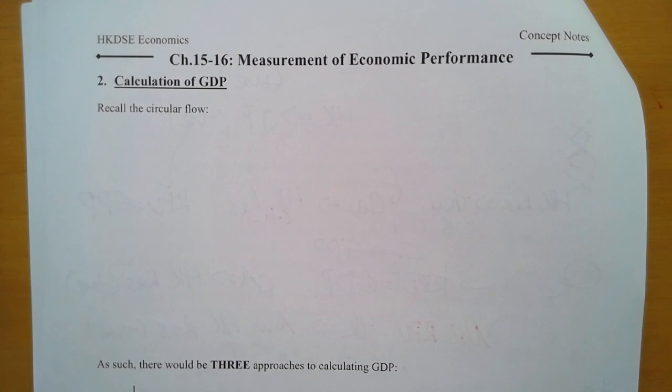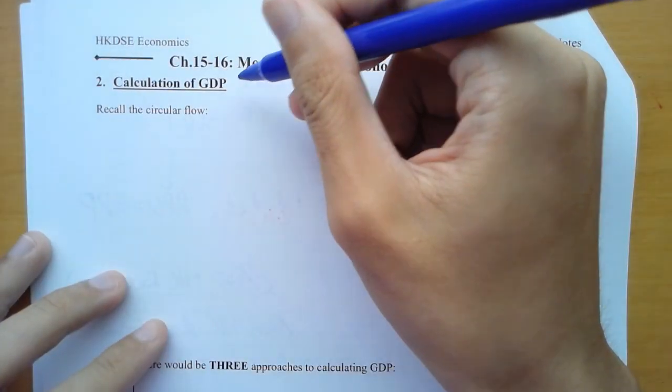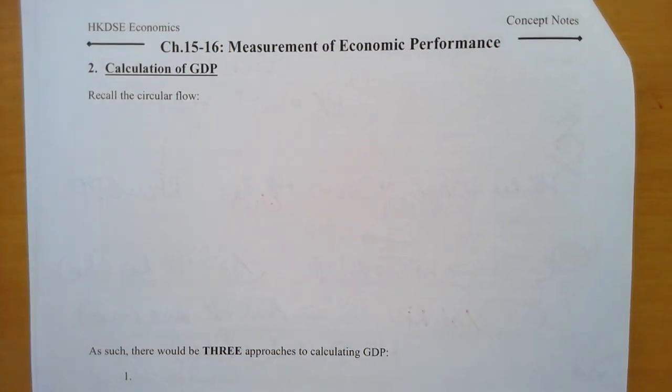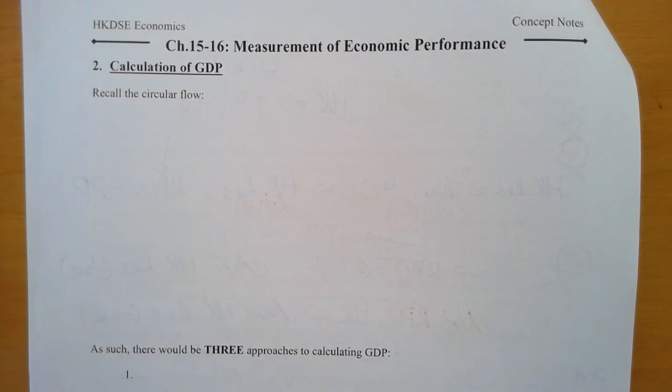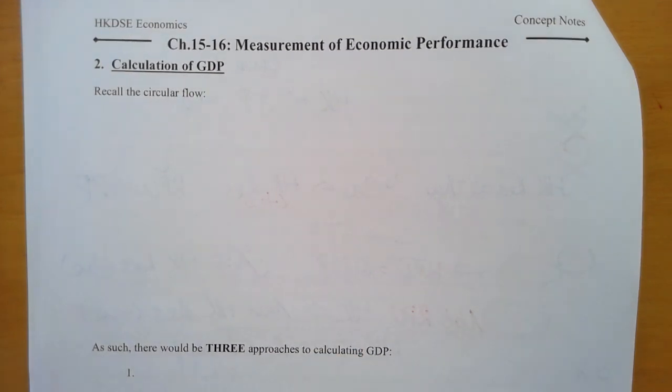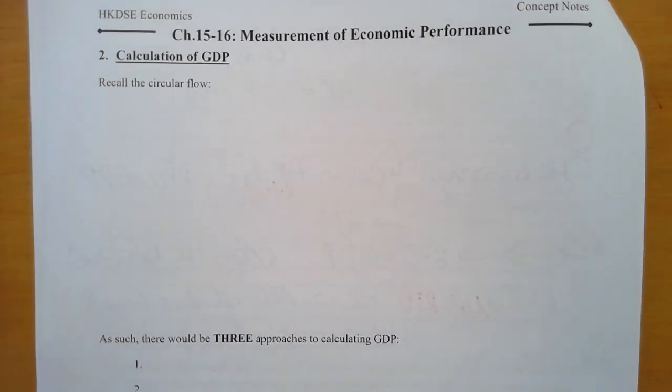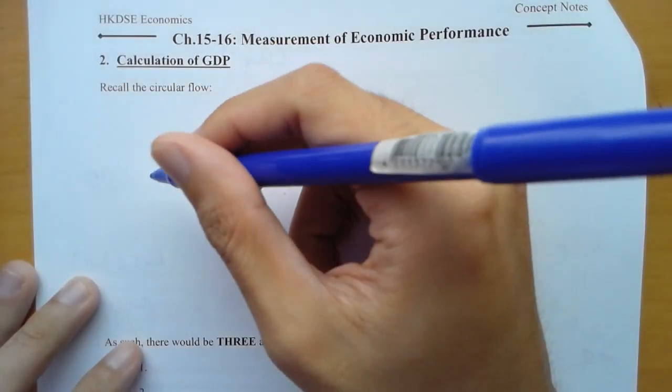Alright, now this part we are going to focus on the calculation of GDP. Okay, but we only focus on the calculation. Now, how do we do the calculation? In fact, there are going to be 3 different approaches. Okay, now we need to look no further than a very familiar concept we call the circular flow.